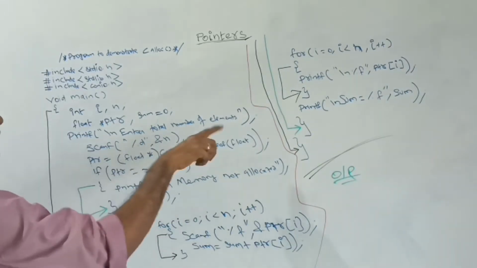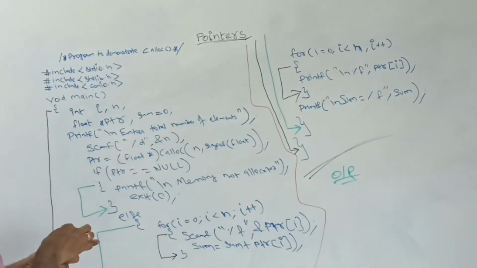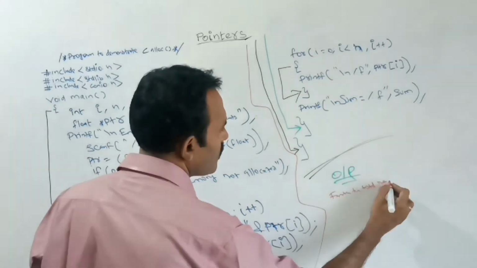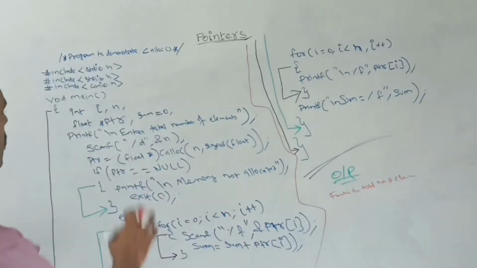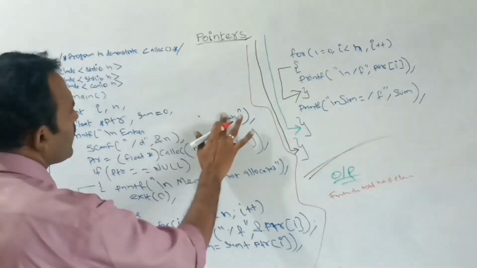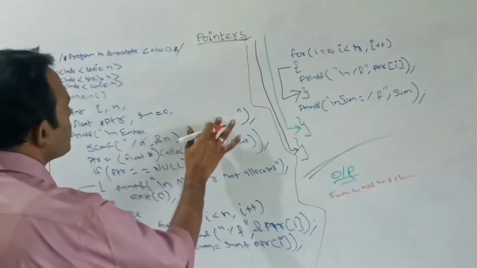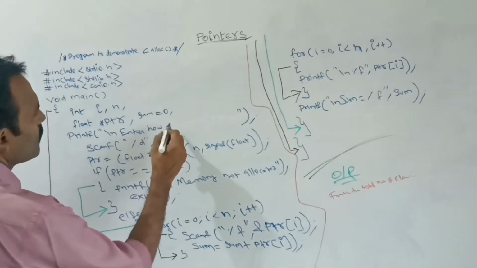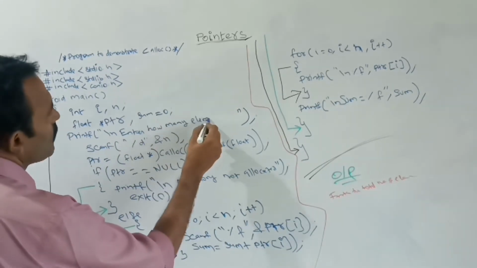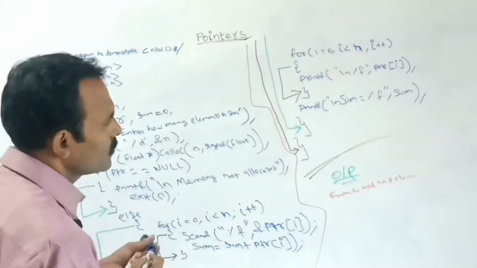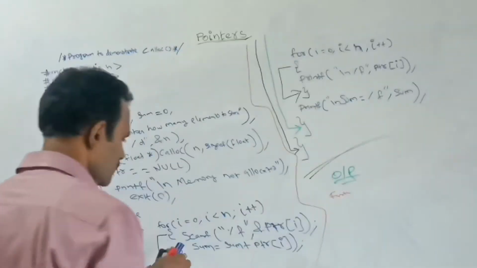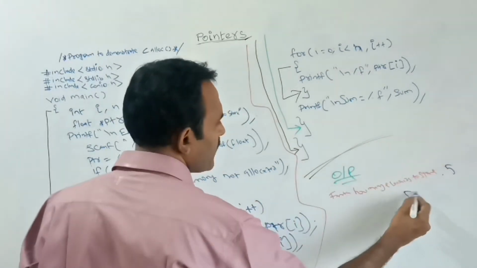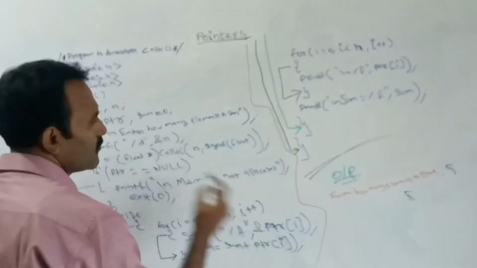here, enter the total number of elements. Otherwise, you can give it like this: enter how many elements to store. So if you are giving 5, then this 5 is stored to the variable n.